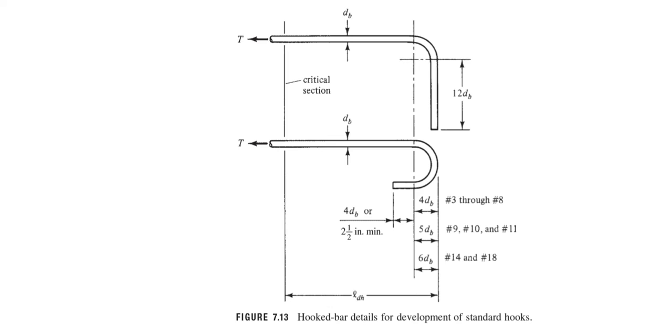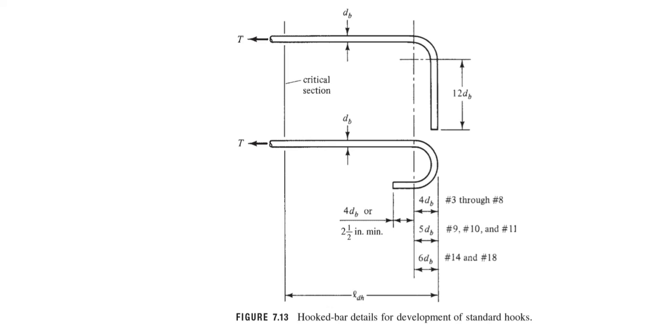If you do 180, then this will be a semicircle, half of the circle, and the radius depends on the bar number. If the bar is number 3 to number 8, it should be 4 times bar diameter. 9, 10, 11, 5 times bar diameter. 14, 6 to 14 and 18, 6 times the bar diameter. That is this radius. And the extension from here to here will be 4 times bar diameter, or 2.5 inch minimum.